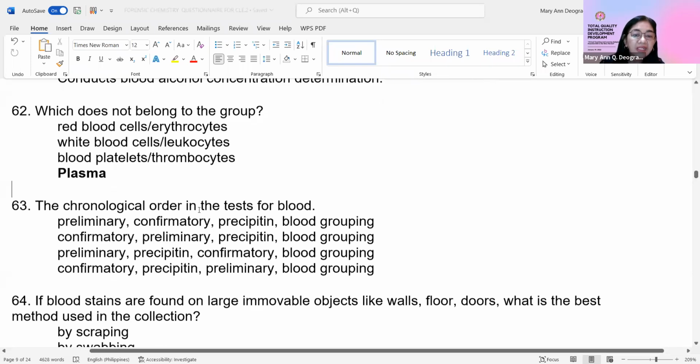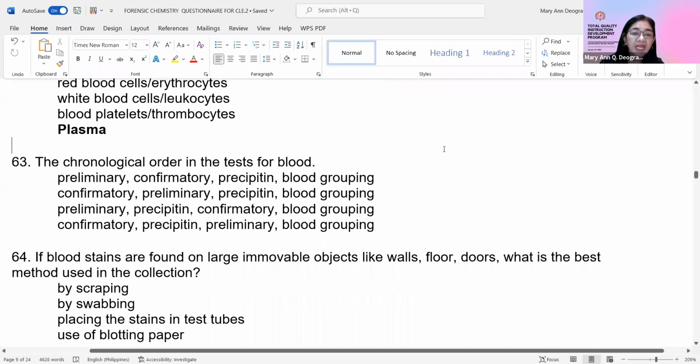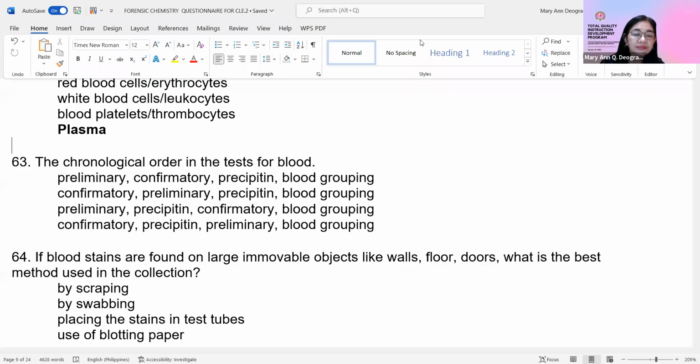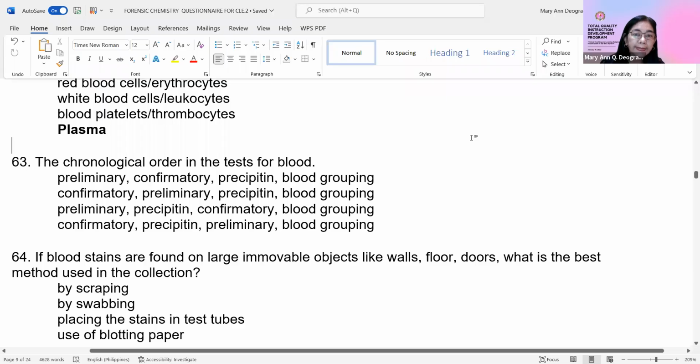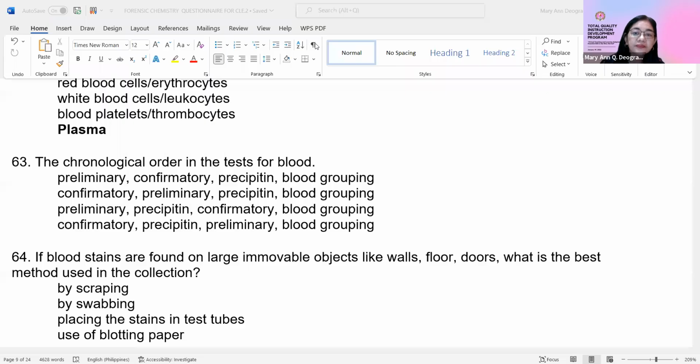All right. The chronological order in the test for blood, is it A, B, C, D? A ang sagot. So preliminary muna, and then after nag-positive, i-confirm natin. Pag na-confirm natin na blood, is it animal or human blood? And then we have the blood grouping.